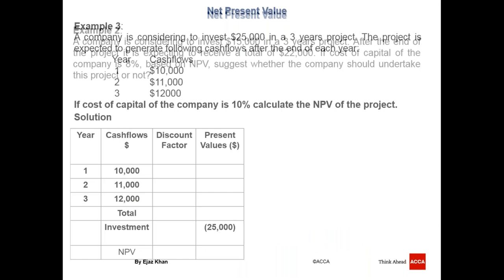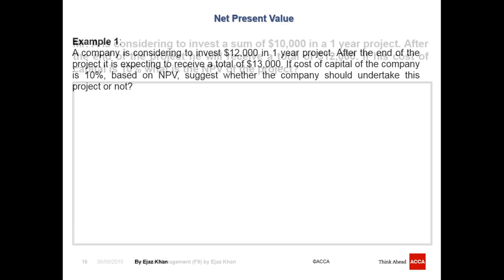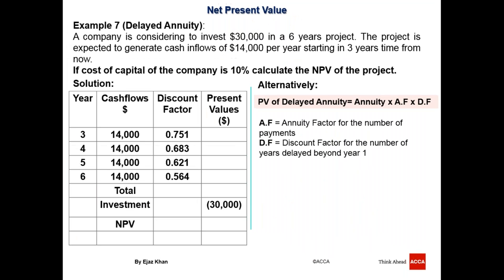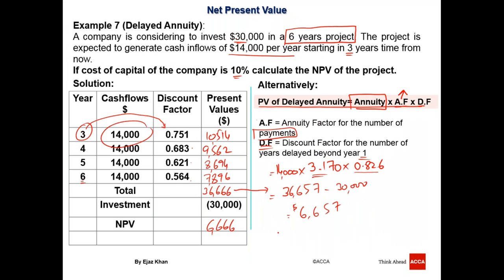What were the cash flows? $14,000. So if we multiply 14,000 by 2.619, we will almost get the same answer. $36,666. So we can also use this approach as well. Now it's totally up to you people which approach you use.